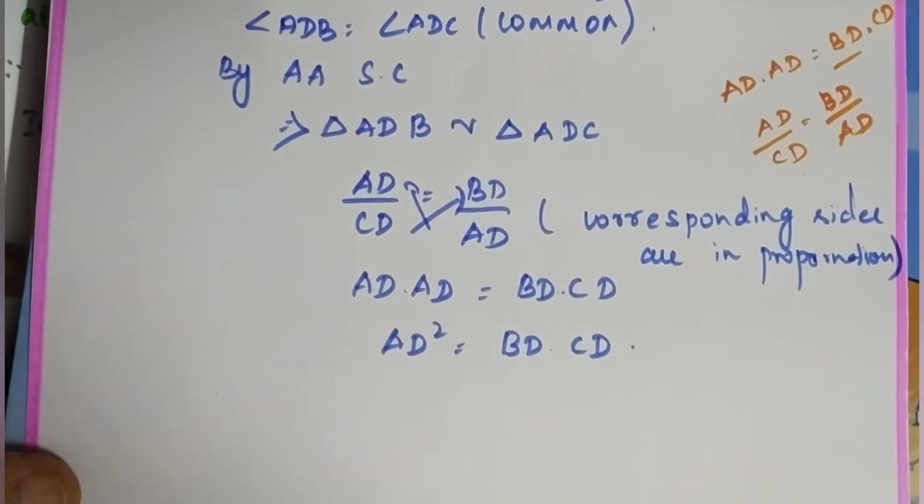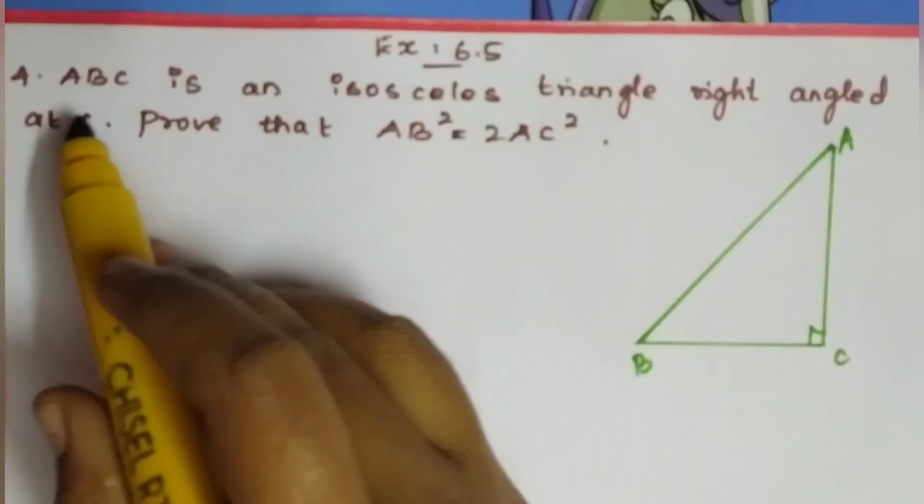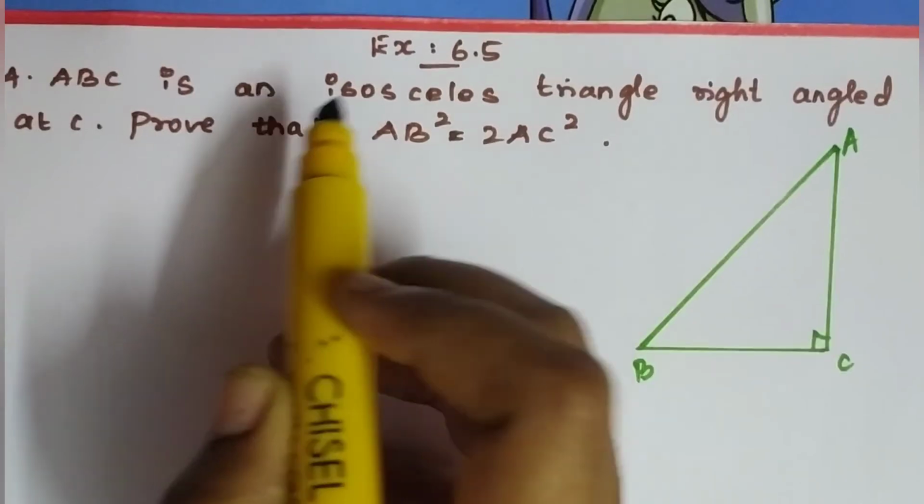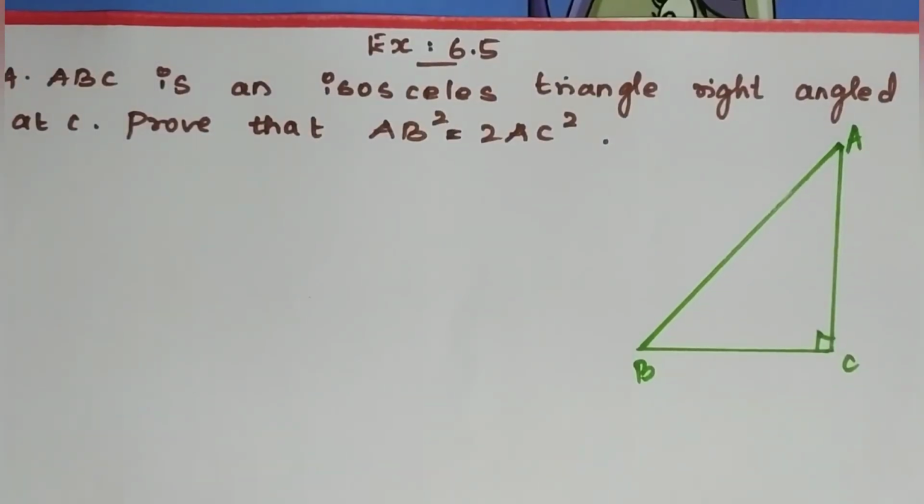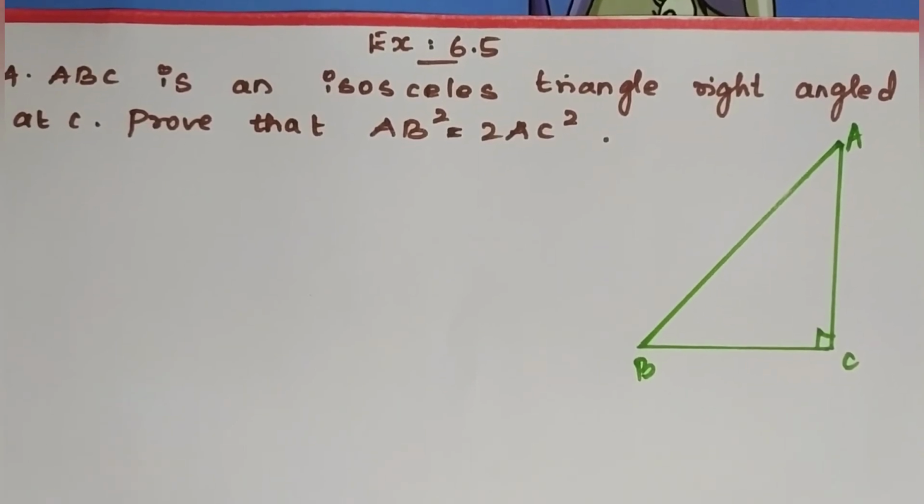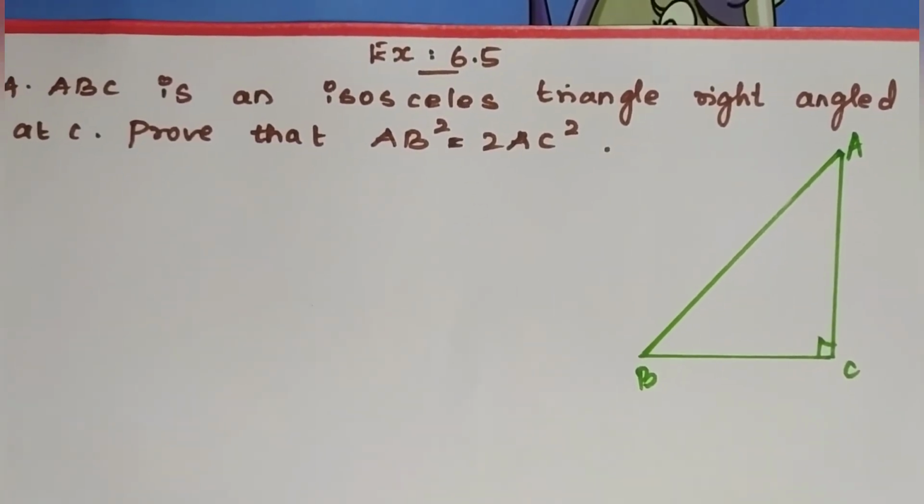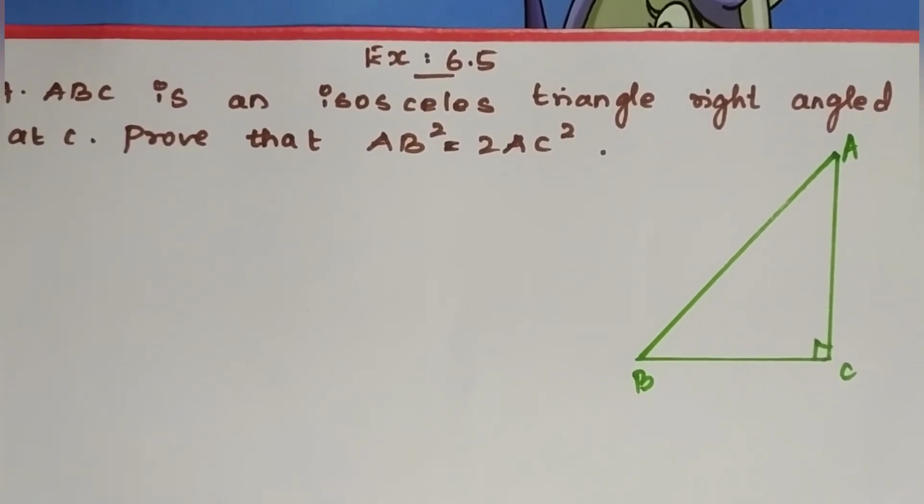Thank you. Next, fourth problem. ABC is an isosceles triangle right angled at C. Prove that AB square is equal to 2AC square.